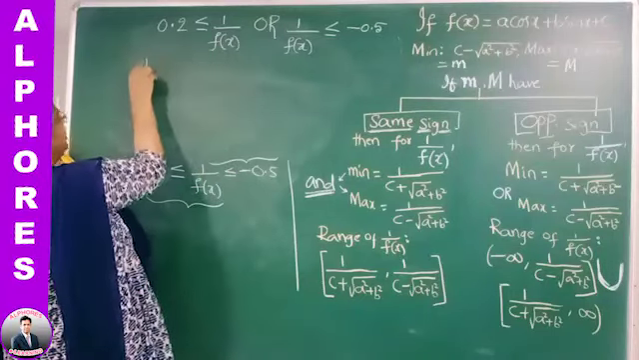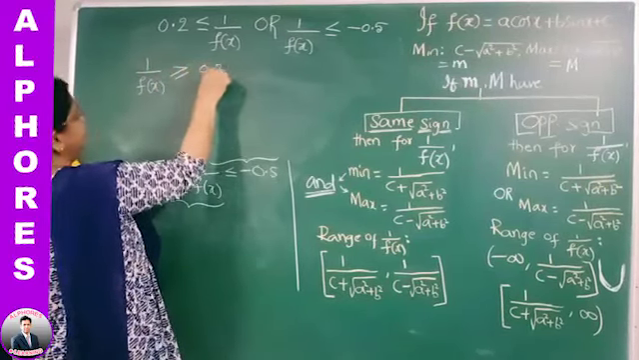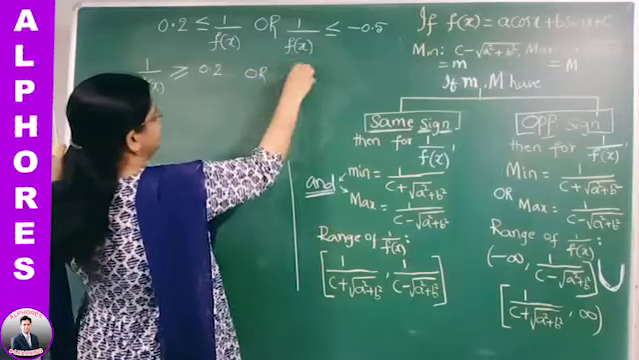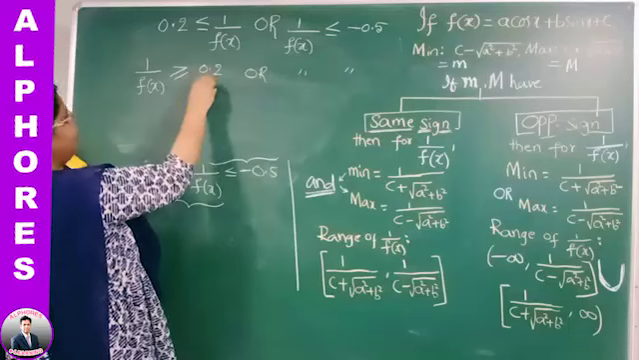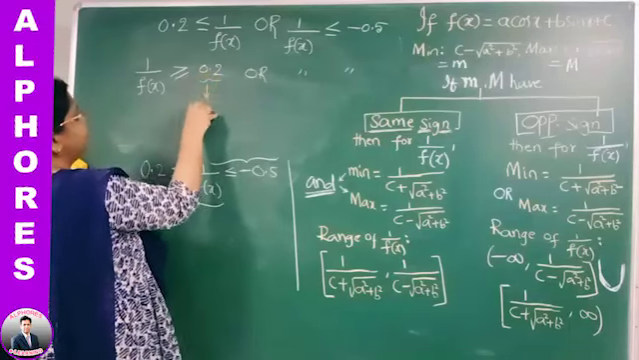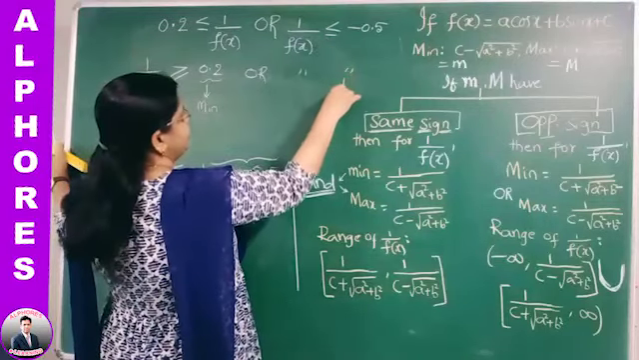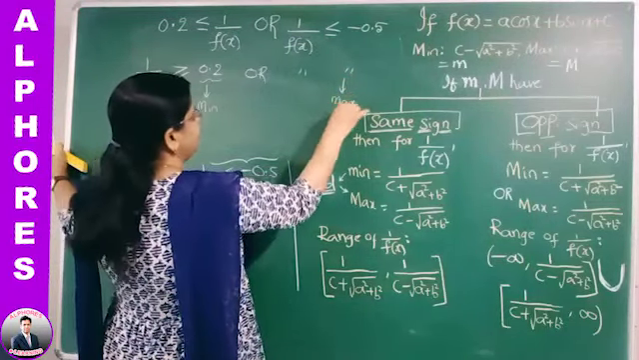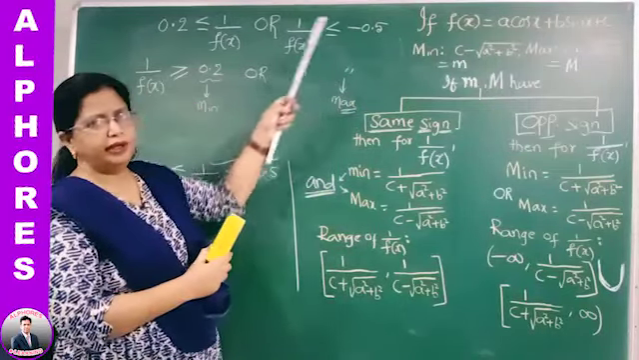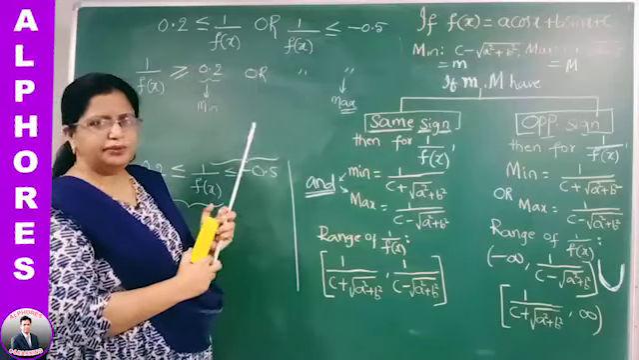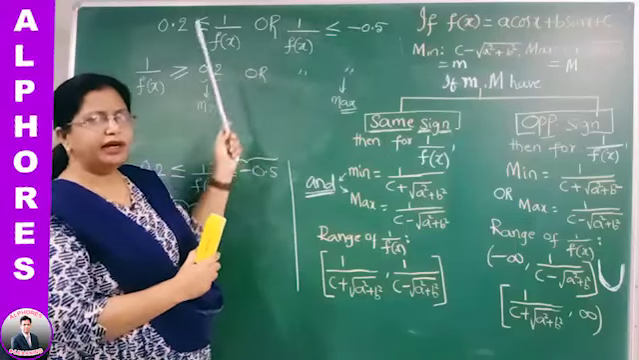Then what is the meaning here? 1 divided by f of x is greater than or equal to 0.2, or this is less than or equal to minus 0.5. Now greater than or equal to means this value is the least value, minimum, right? And less than or equal to means this value is the maximum value. Understand? So you cannot say maximum is a minus value and minimum is a positive value. That is again a blunder. That's why we are telling here either this happens or this happens.